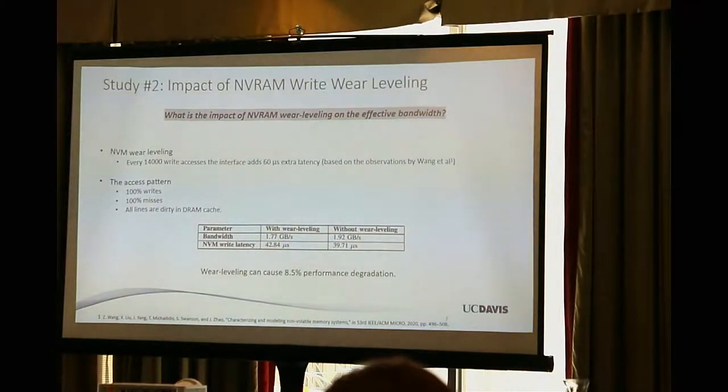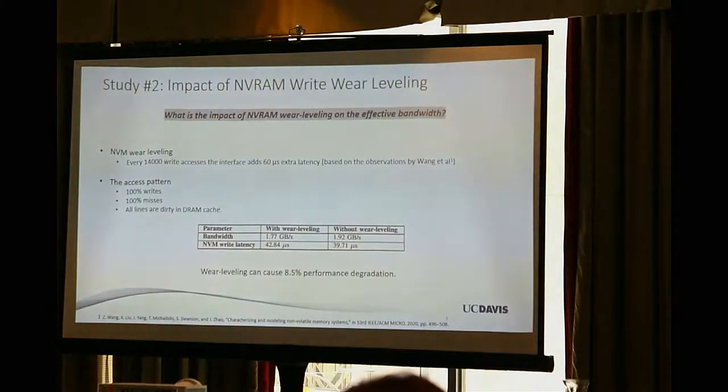In this way, they try to make the amount of writes within different regions of NVRAM uniform. So we turned that on in our system and wanted to compare the performance that we can gain from the DRAM cache in each case. We fed UDCC an access pattern in which all writes were supposed to miss in the DRAM cache completely, and all of them were generating dirty lines in the DRAM cache.